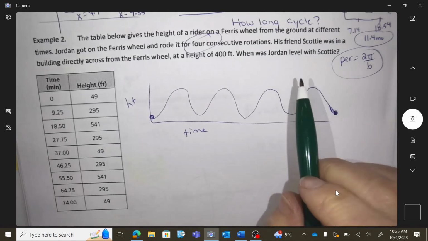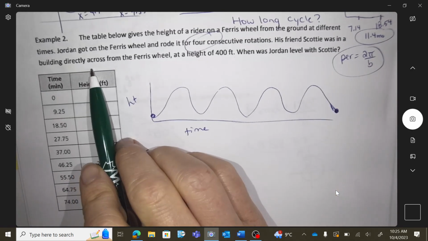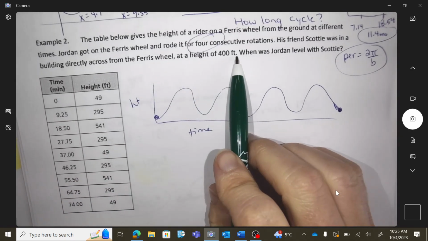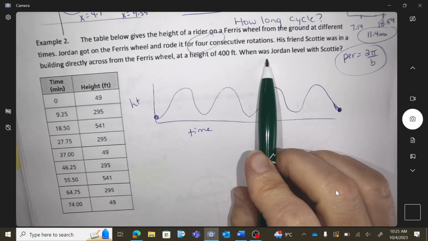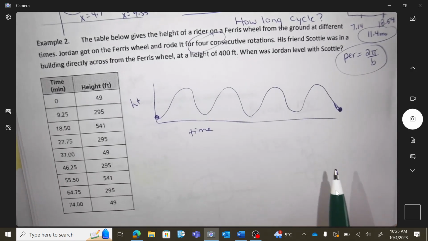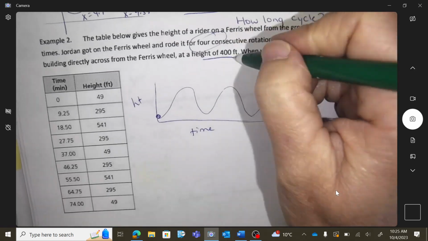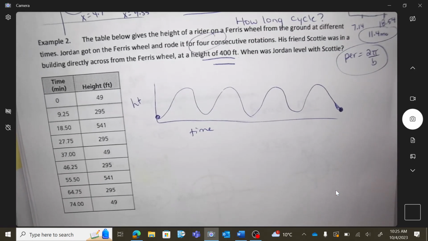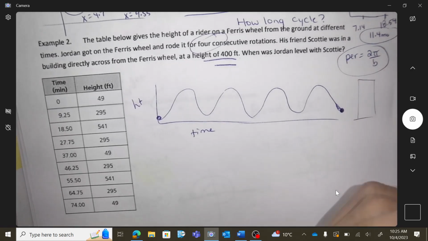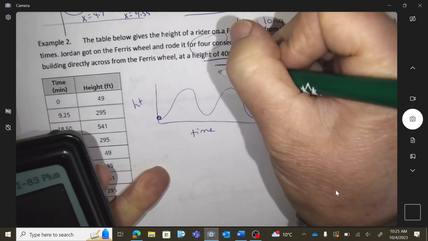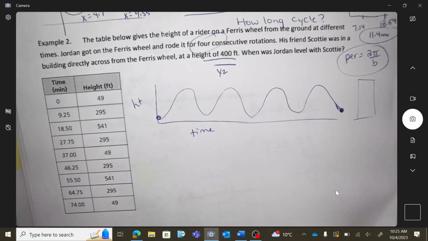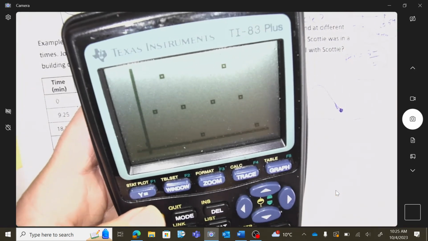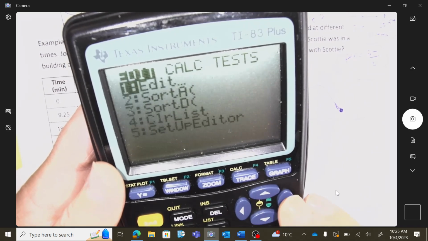Okay, his friend Scotty was in a building across from the Ferris wheel at a height of 400. When was Jordan level with Scotty? So what am I going to do? His friend was somewhere else looking at a building at a height of 400. I'm going to do a y2. Okay, so get your calculate.